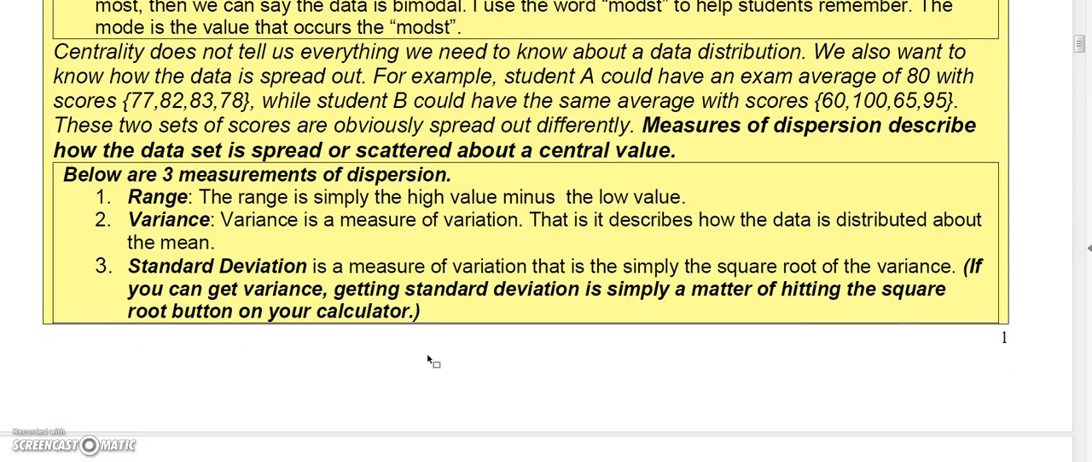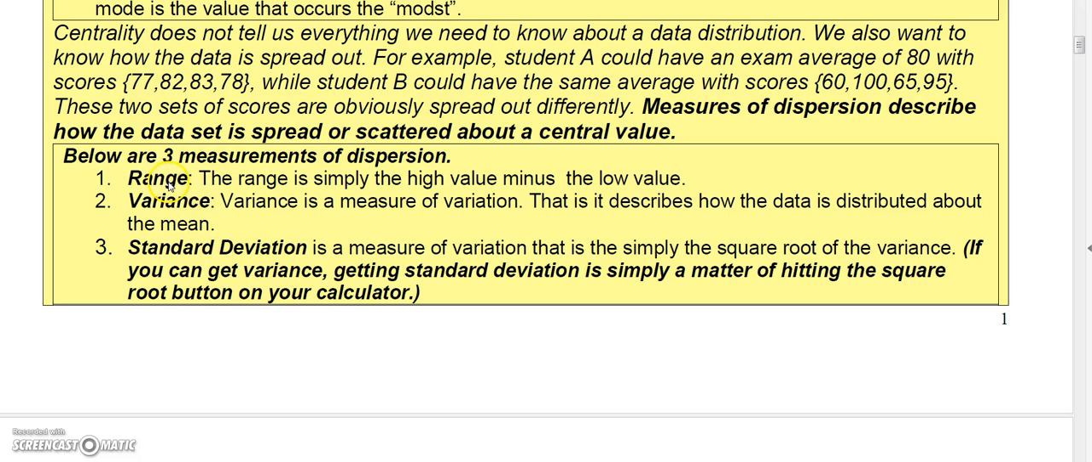Okay, so the three measures of dispersion we'll talk about. One is a range, and the range is a very trivial statistic. All you have to do is take the difference of the high value minus the low value to get the range of a set of data. Now the variance is a measure of the variation, and so it describes how the data is distributed about the mean. And actually the standard deviation is also a measure of the variance, but we have to take the square root of the variance to get the standard deviation. So if you can get the variance, then getting the standard deviation is very simple. All you have to do is hit the square root key on your calculator.